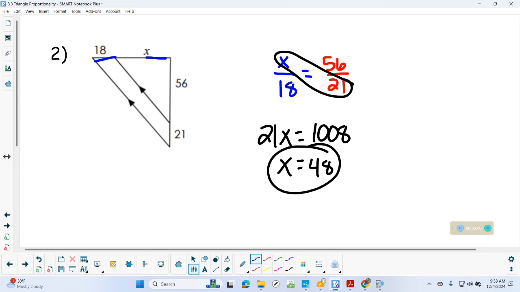All right, let's take a look. Ooh, the next one's a little spicy trick, Ellie. Would it matter if you put like 18 over x and then 21 over 56? Nope, just match them up. Yep. So if you're going to do 18 over x, then flip the second one also. Okay. Yep, you got it.